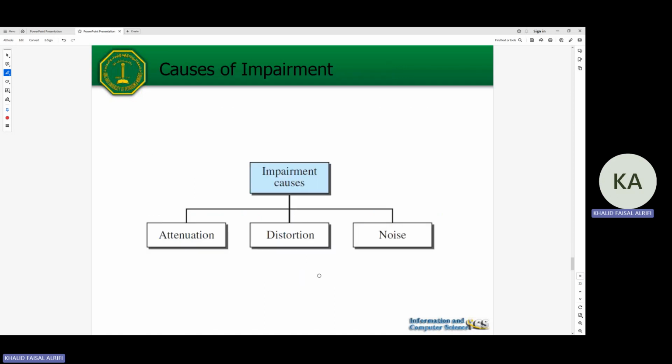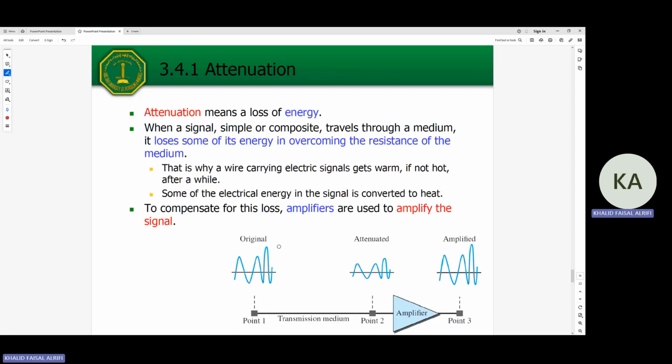Okay, simple as that. So we have three types of impairment causes: attenuation, distortion, and noise. We will understand each one of them now in detail.